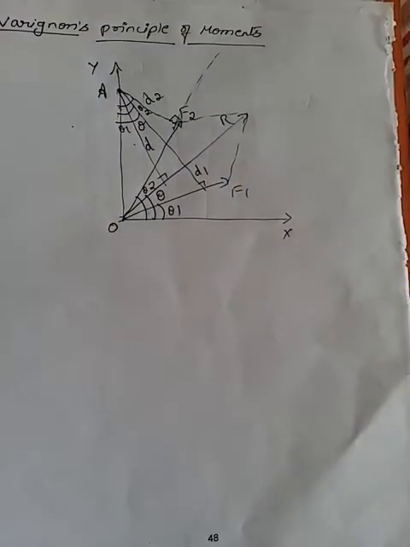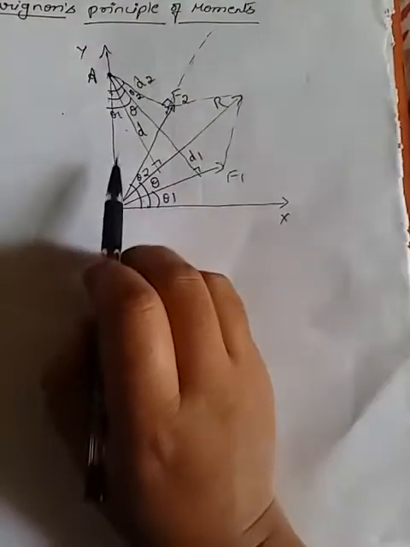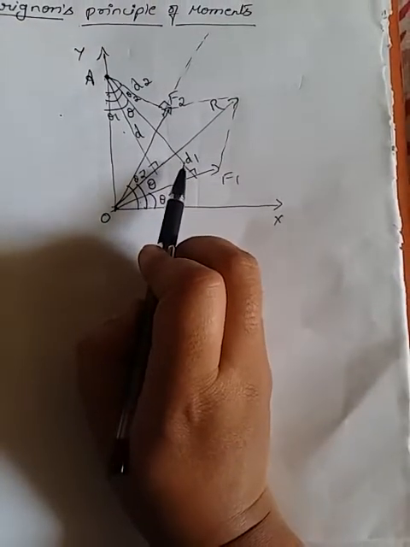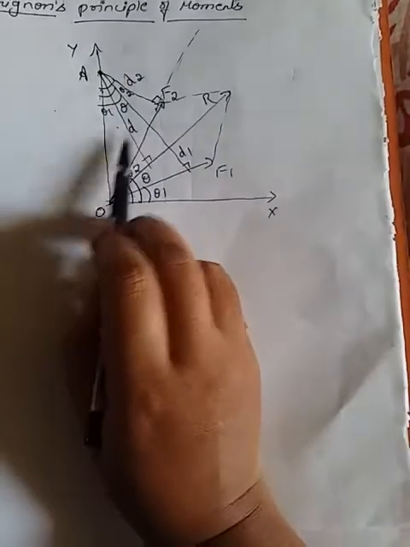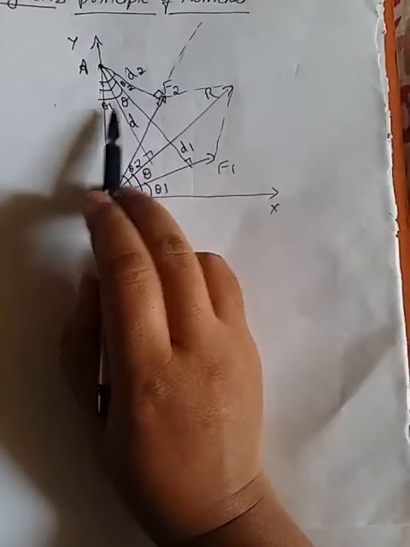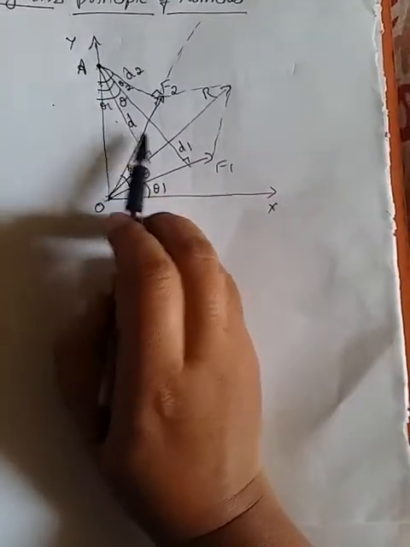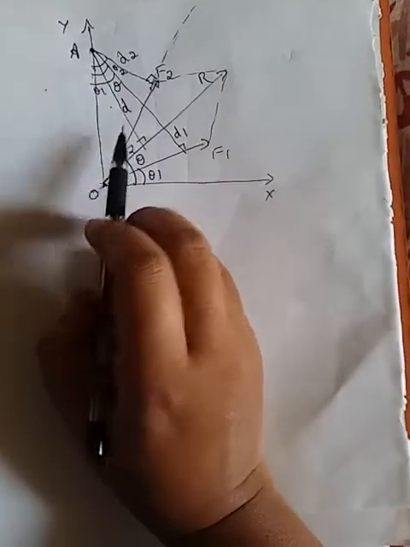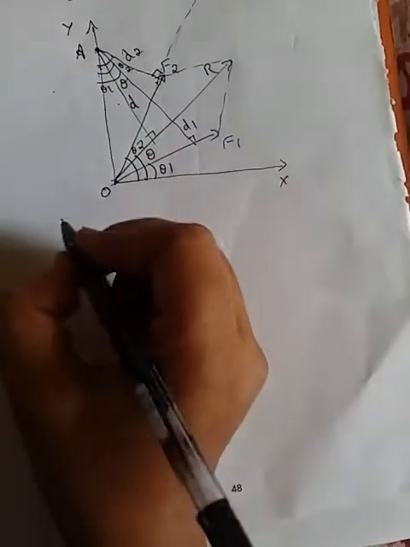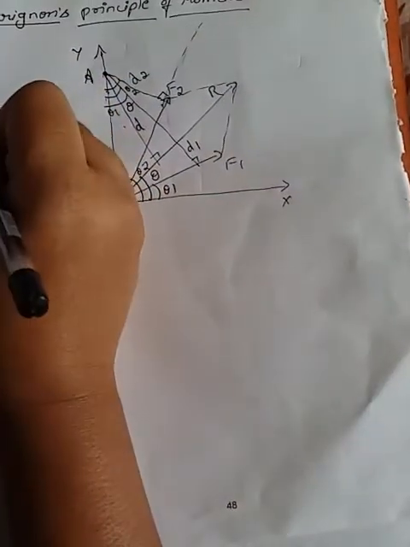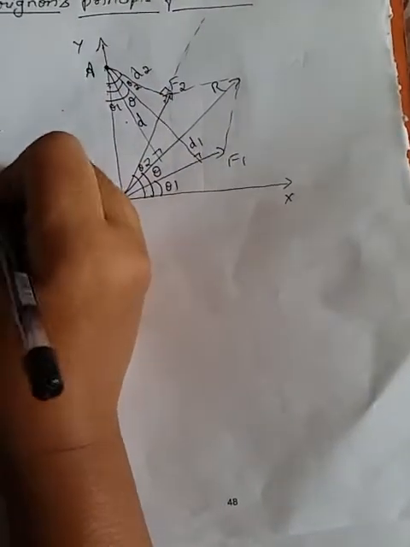Now I am going to find the distance values of D1, D2 and D by using these triangles. So we have three triangles of angles theta 1, theta 2 and theta, and distances D1, D2 and D. By considering these triangles, by taking cosine of the angles, you can find out the values of the distances D1, D2 and D.